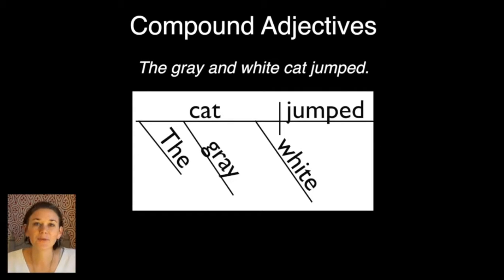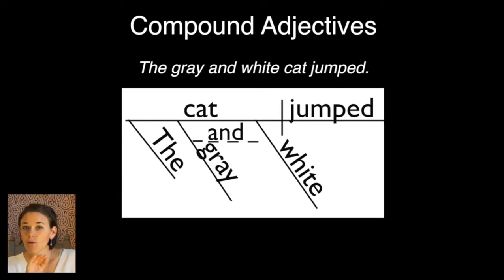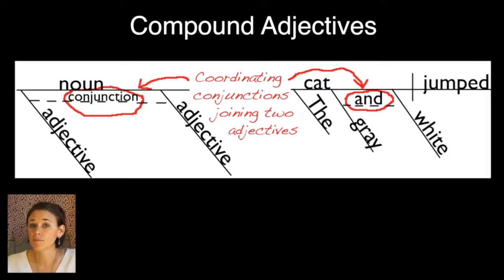Okay, there are probably a few ways that you could do it, but the way that we settled on and the way that we show it is by putting a dotted horizontal line between gray and white, and then we write the word and, or the coordinating conjunction, on that line. So here is a diagram of the gray and white cat jumped. The compound adjectives gray and white are modifying the subject, cat. Keep in mind that adjectives can modify any noun or pronoun, subject, object of the preposition, or direct object.